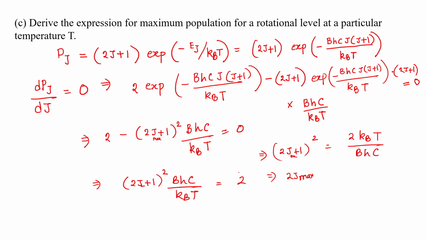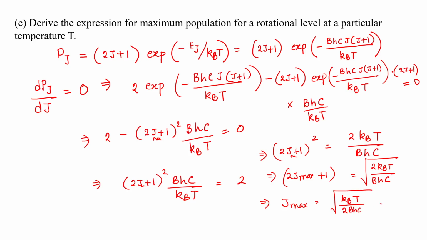Or you can directly write this. Jmax is going to be, I have to divide by 2, so the square root of kBT by 2Bhc, minus one half. So this is the equation I'm going to arrive at for Jmax. I thought it is better to do it at least once in the class.